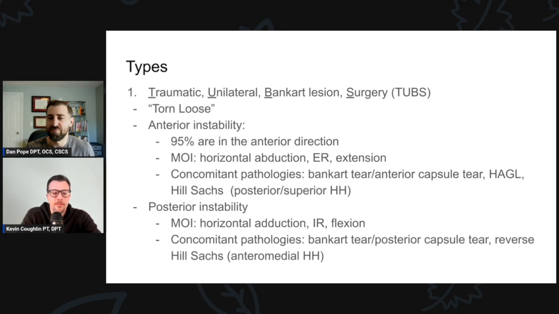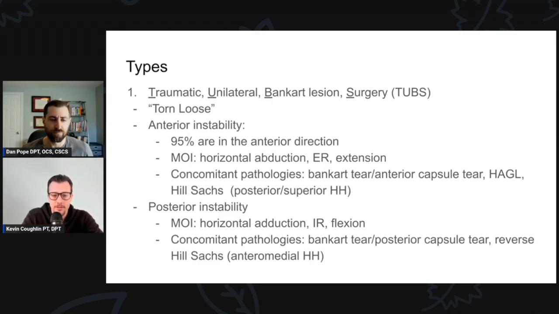First one is TUBS. So this stands for traumatic unilateral. Oftentimes there's a Bankart lesion. And oftentimes, as Dan just alluded to, they'll opt for surgery. So they call these folks torn loose. So they weren't loose to begin with. They had some type of traumatic accident and they ended up tearing. A lot of times it's accompanied with a Bankart lesion.